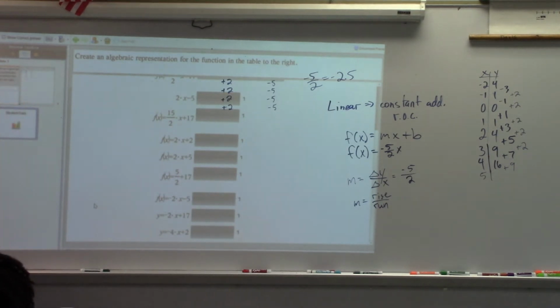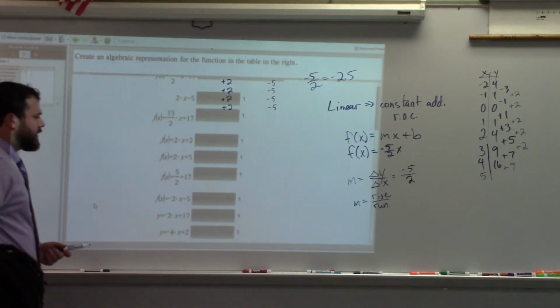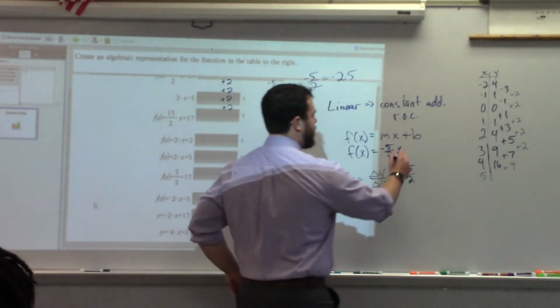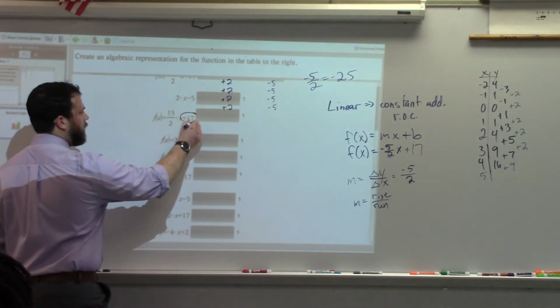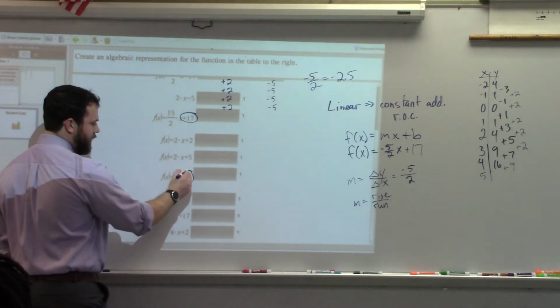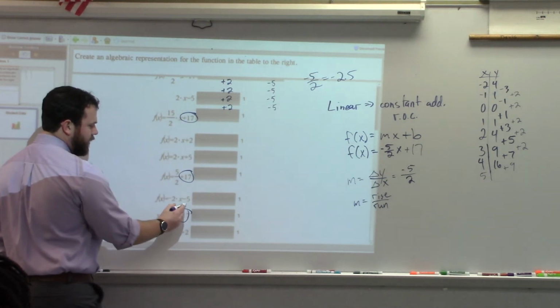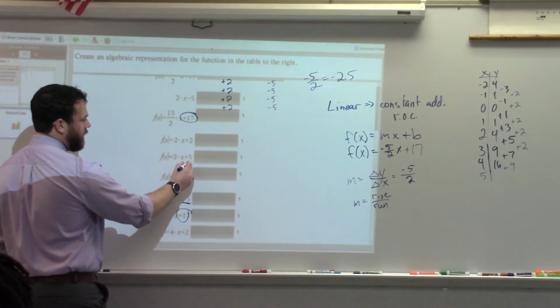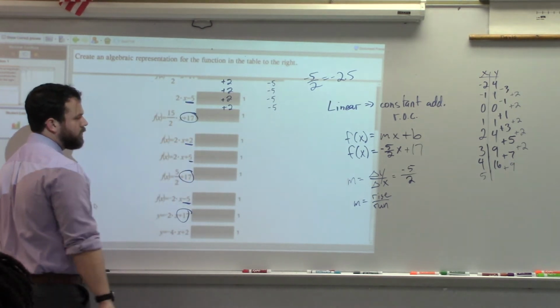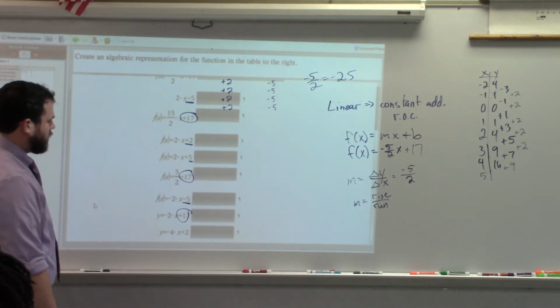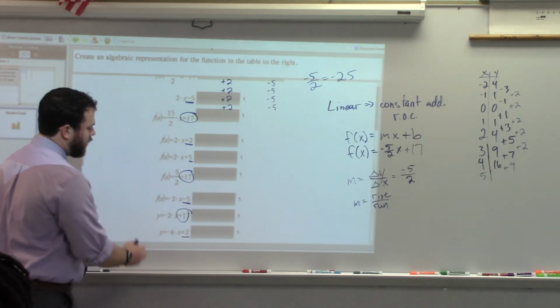It's a linear function, it's a constant additive rate of change, and we got f of x equals -5 halves x plus, I heard someone say 17. Plus 17 for b? Okay. And I see a plus 17 up here for quite a few of these. But I also see a -5 or a 5 showing up here. I even see a +2. There's a few different options. So a lot of us said plus 17.